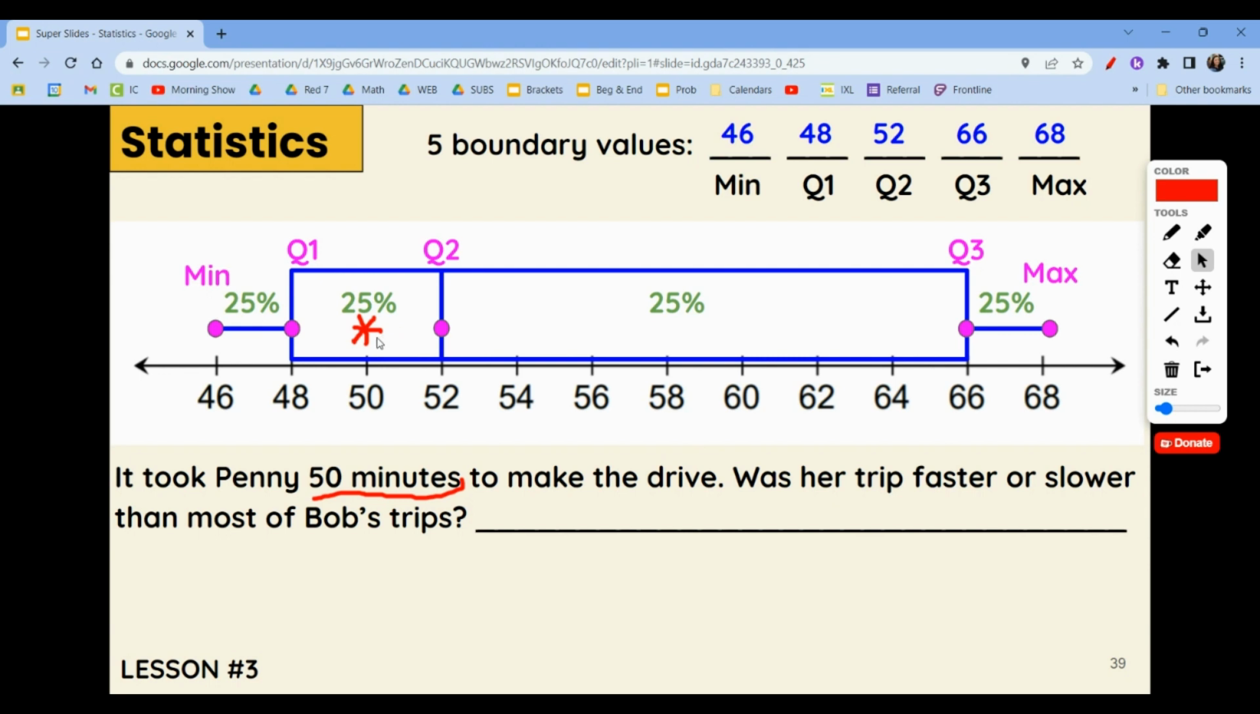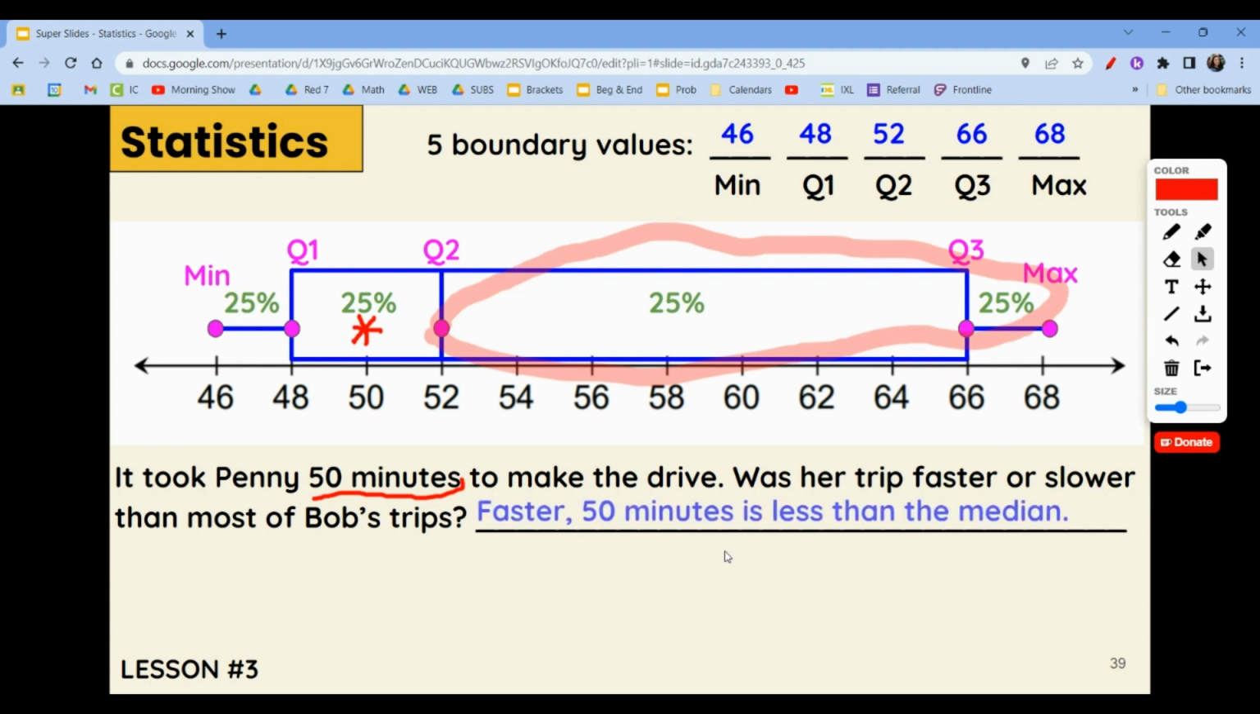Well, Penny made the drive in 50 minutes, which means she was faster than about half of Bob's trips. These are pretty slow times compared to 50 minutes. So Penny was actually faster than most of Bob's trips. So I'm going to say faster. 50 minutes is less than the median.